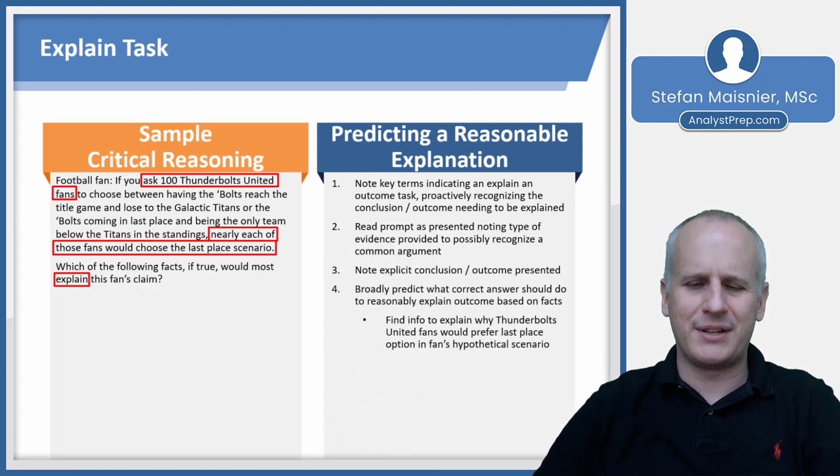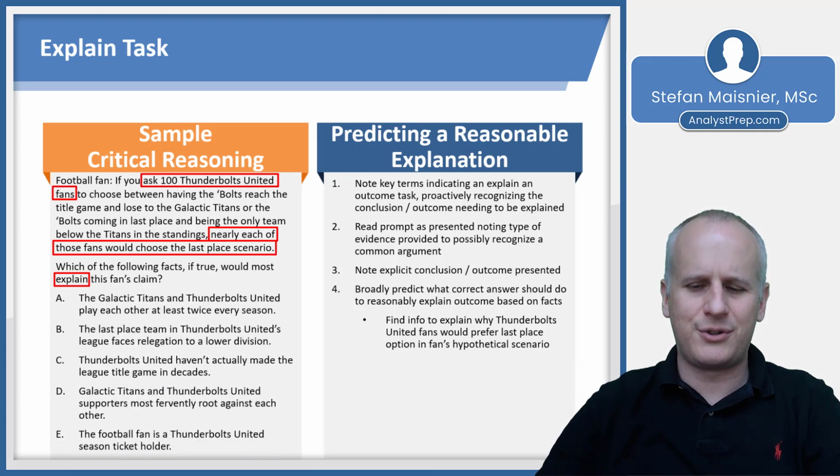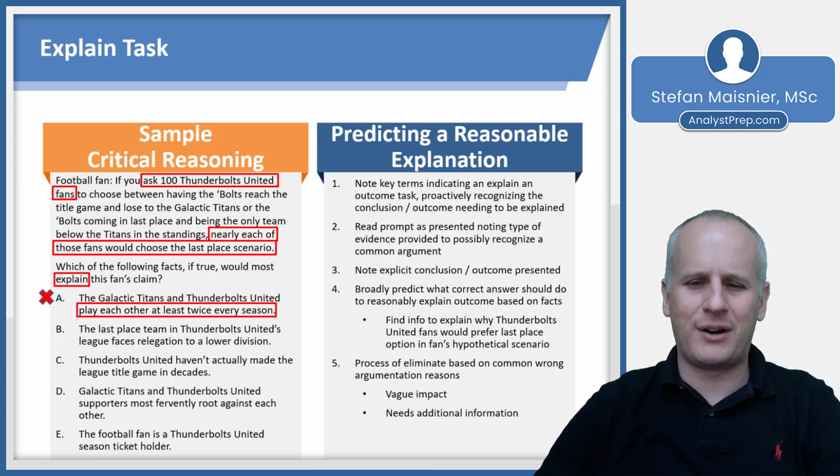We'll then broadly predict what the correct answer should do to reasonably explain that outcome based on the facts provided. In this case, it might be something such as find info to explain why Thunderbolts United fans would prefer the last place option in the fans' hypothetical scenario. We introduce our answer choices at this point, of course, and we'll process of elimination for our common argumentation reasons, starting with vague impacts. And in this case, there really isn't anything in our answer choices that is immediately vague. But there are some things that require additional information, such as in choice A, it states the Galactic Titans and Thunderbolts United play each other at least twice every season.